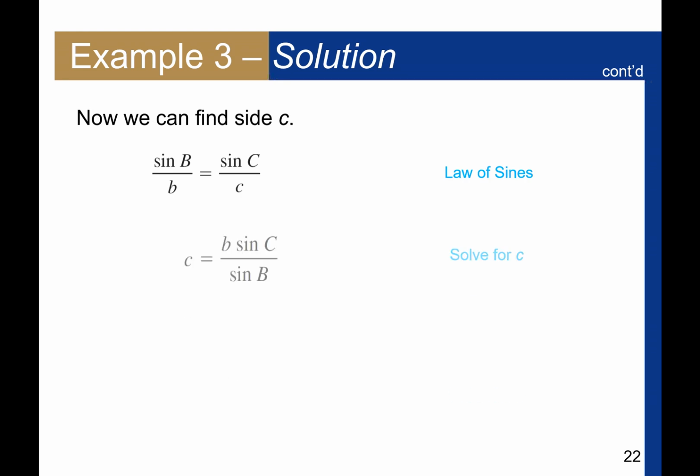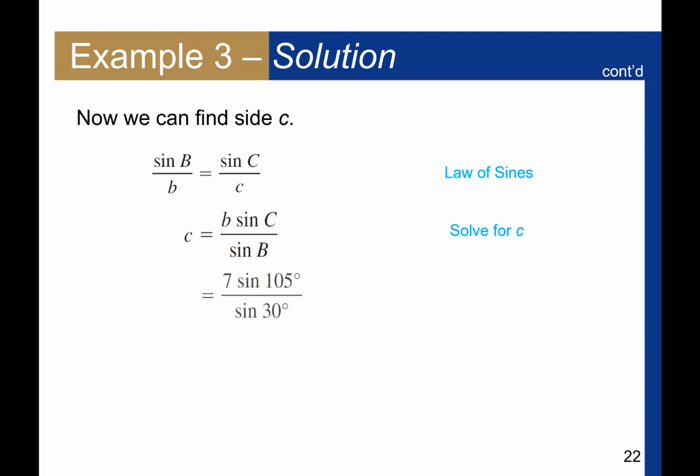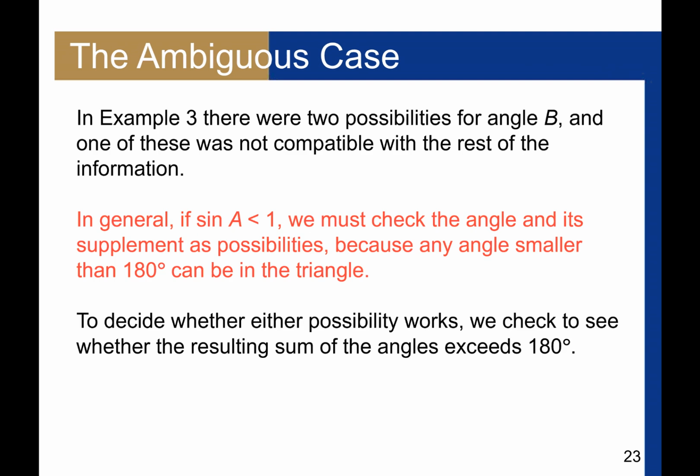So now back to the law of sines. Solve it. Substitute. Again, here's our sine of 105 degrees. Crunch the numbers. Hey, what do you know? Side C turns out to be the longest. Then again, in red, does that draw your attention there? Check the angle and the supplementary angle as our two possibilities.